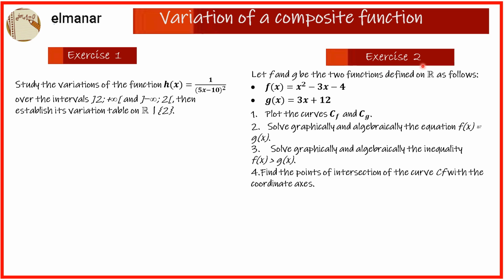Exercise 2. The functions f and g are defined over the set of real numbers as follows. F is a function that takes a number and associates it with the square of the number, reduced by 3 times the same number, then further reduced by 4. G is a function that takes a number and associates it with 3 times this number, added to 12.